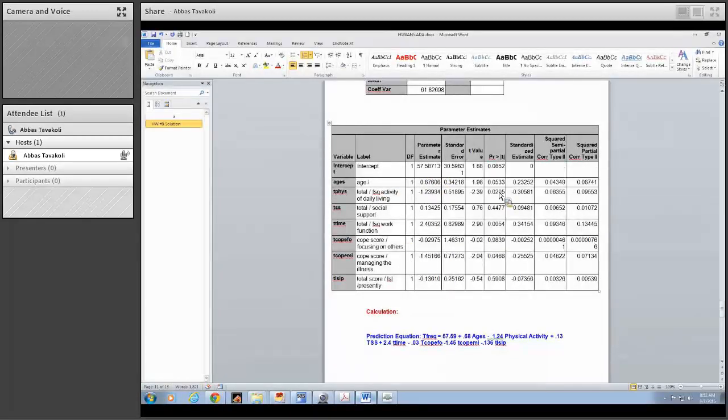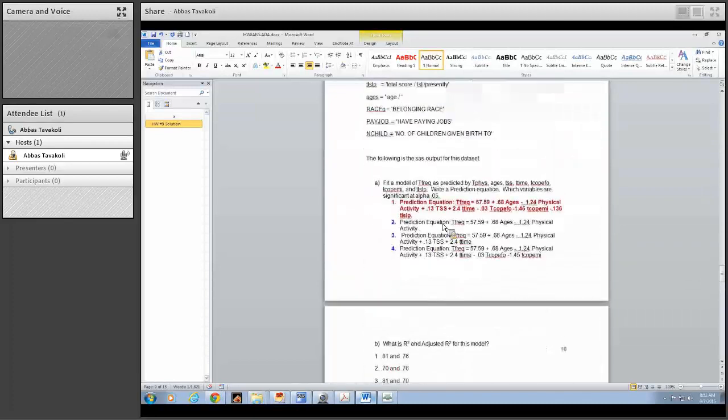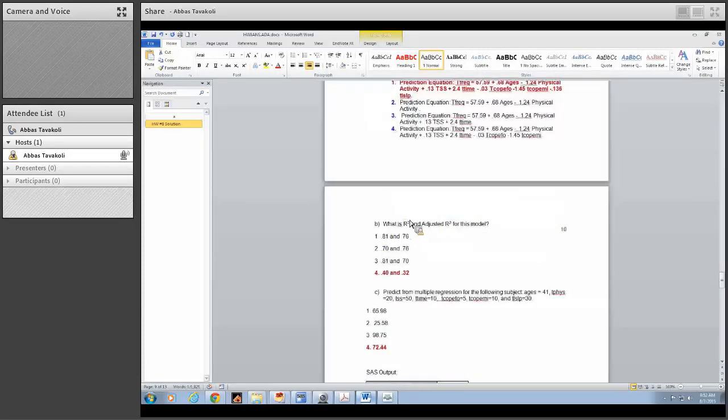If you look at which are significant at alpha 0.05, working function and managing the illness are significant, and age is also physical activity. So 3 variables are significant, and age is borderline, almost 0.05. So our prediction equation is T freak equals 57.5 plus each coefficient times its independent variable. So that's the correct answer for the model.